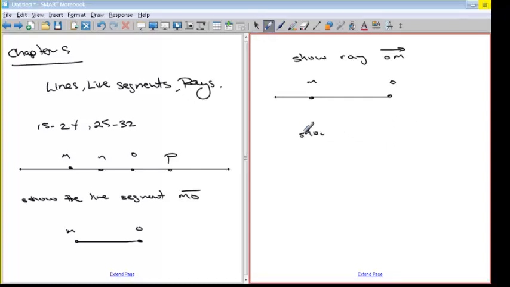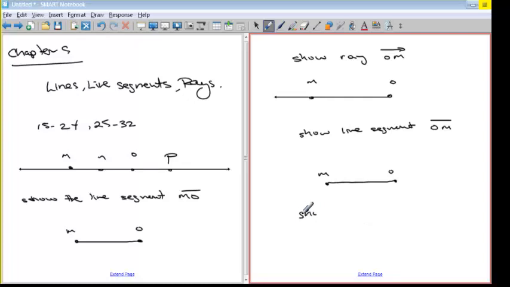Likewise, if I said show line segment OM, it's actually going to look exactly like the one I had down there, because it doesn't really matter what the order is. So line segment MO is the same as line segment OM.